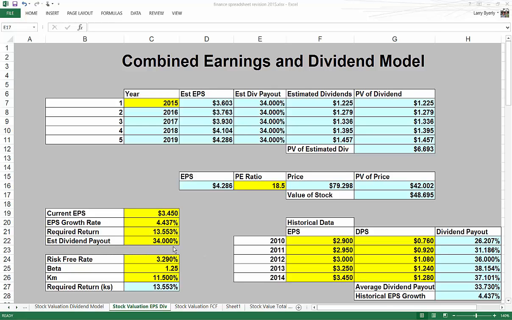$3.45. The other piece of information we need to know to get started here is what is the company's required return. We can use the security market line where we can look up the risk-free rate. In this case, it is 3.29%. The beta of the company is 1.25, and the average stock market return that we're going to use is the average for large company stocks. We could use any number between probably 10 and 12. I used 11.5. So the required return here is 13.553%. Again, we plug that number in here.